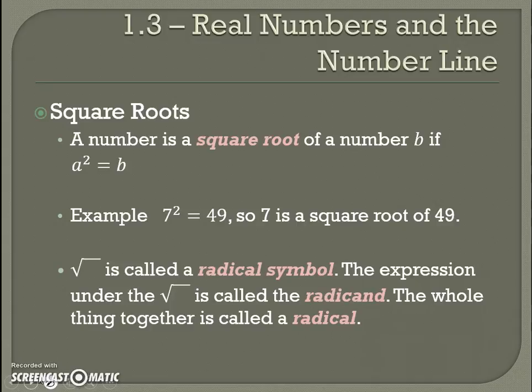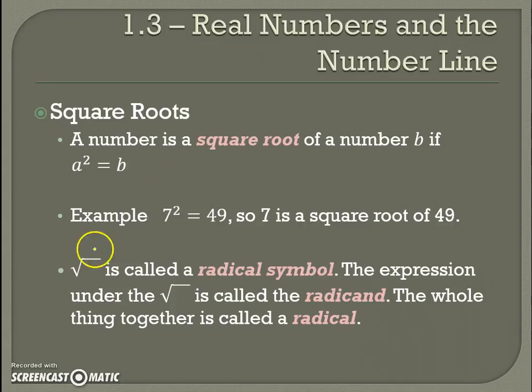Okay, so any number that has a way where you could divide it by a number and get that same number, I know that sounds weird, that is what a square root is. So an example of this, probably an easier way to understand it, would be 7 squared equals 49, so that 7 would be the square root of 49. If you divide 49 by 7, you get 7. That makes it a square root.